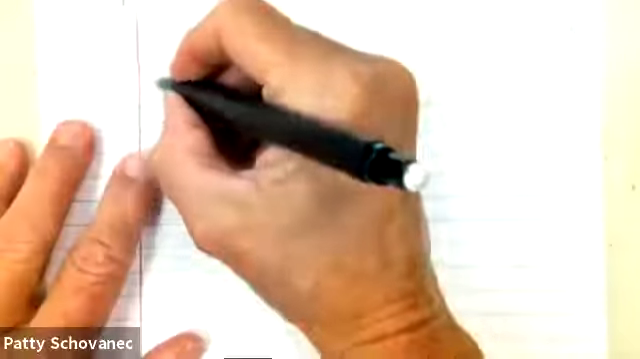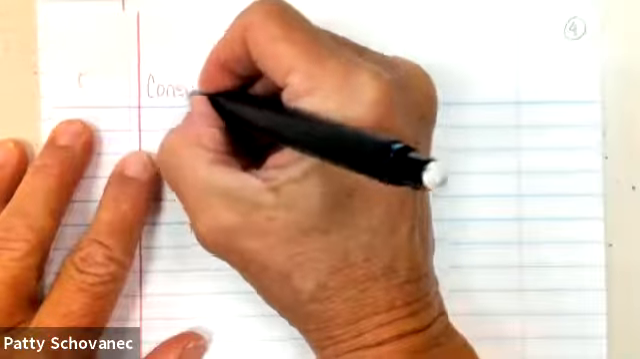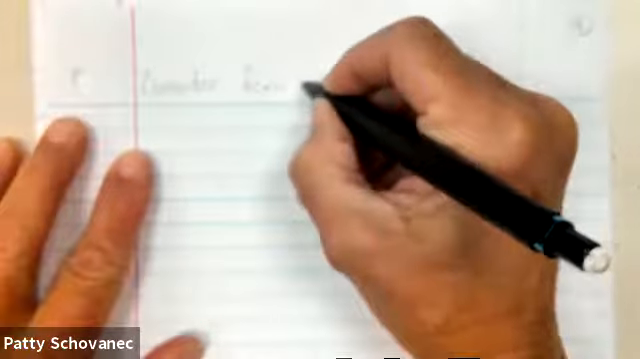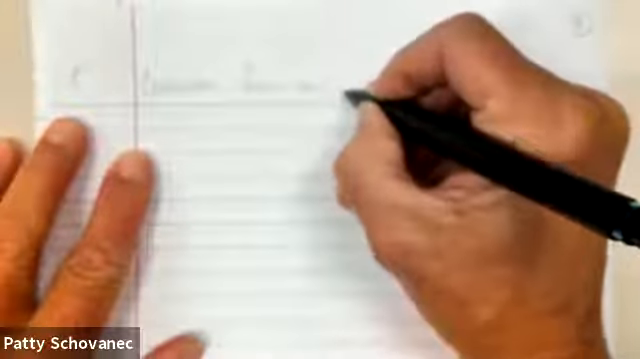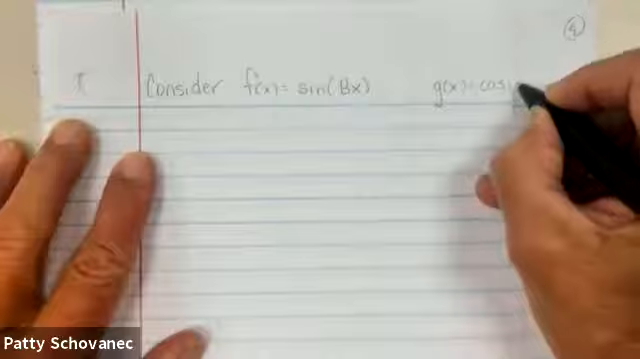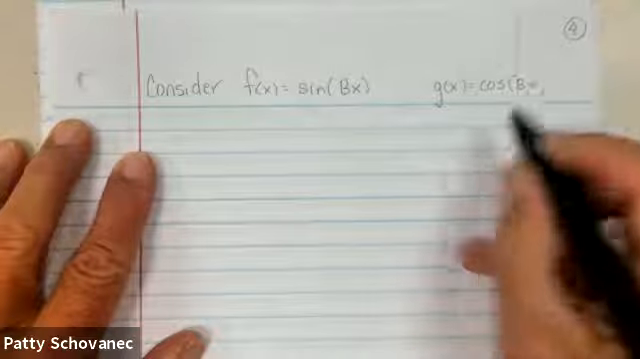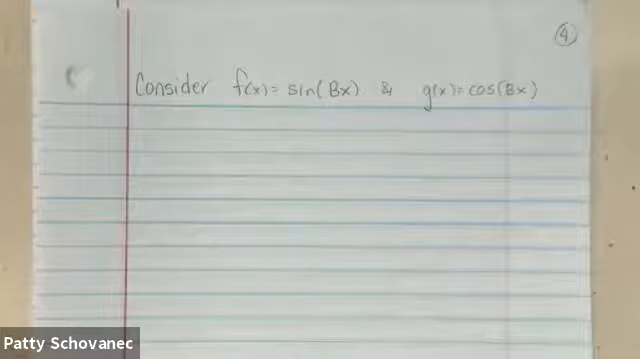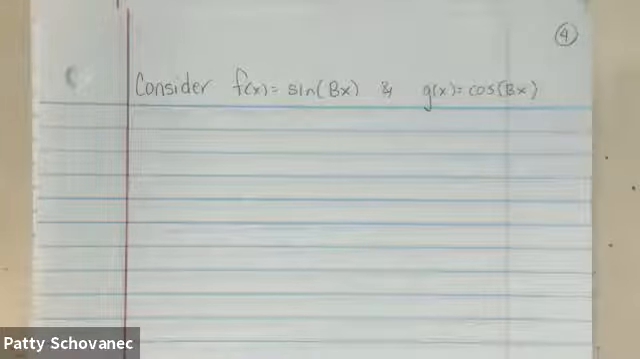So next, consider functions f of x is equal to the sine of some number times x. G of x is equal to the cosine of some number times x. I want to know what multiplying by a number to the x does to the graph.